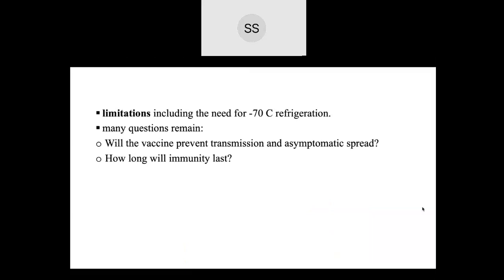Current limitation to this vaccine is the refrigeration, which is minus 70 degrees. Not all places have a minus 70 degrees refrigerator, so currently it's challenging. However, a few questions still remain unanswered, like whether the vaccine will prevent the transmission and the spread, asymptomatic spread, and also no data is available on how long the immunity will last with the vaccine.